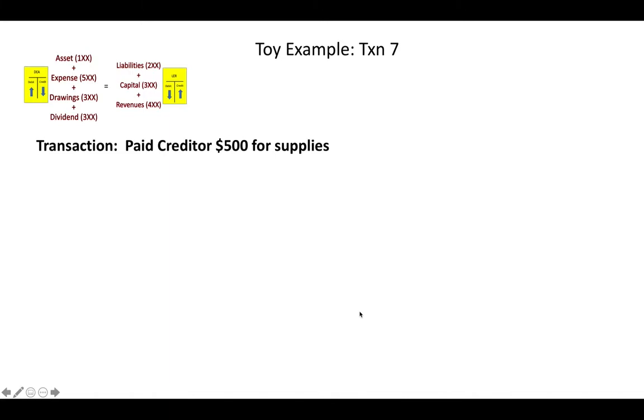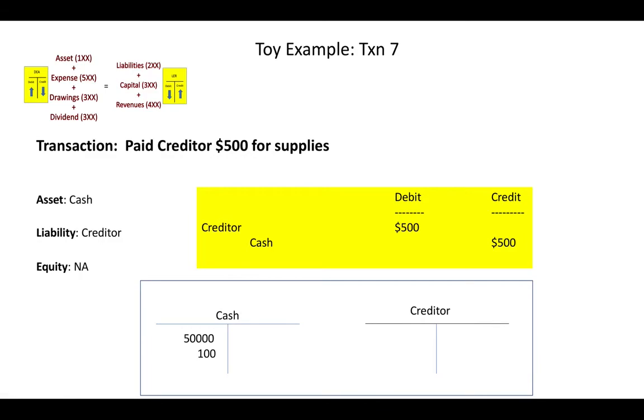This is my last transaction here, where you have paid your creditor balance for supplies. So initially we had $500 as a credit balance for the payables. Now you have settling of that payment, so you are reducing the payable balance. When you reduce a liability, that is a debit. And you're paying by cash, and cash is also reducing, so that is a credit. So here it is, and these are the final T accounts.